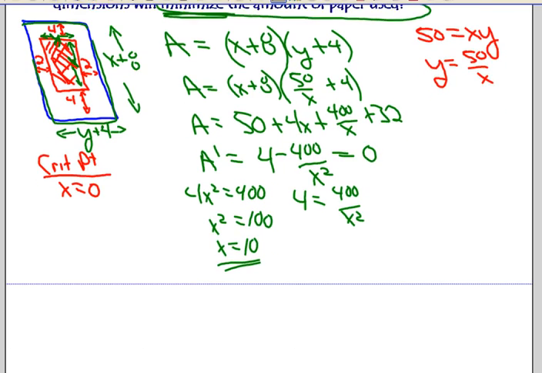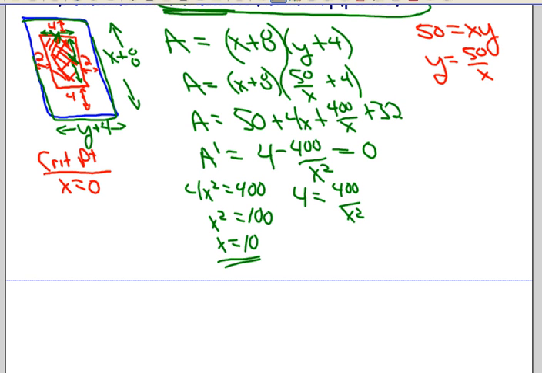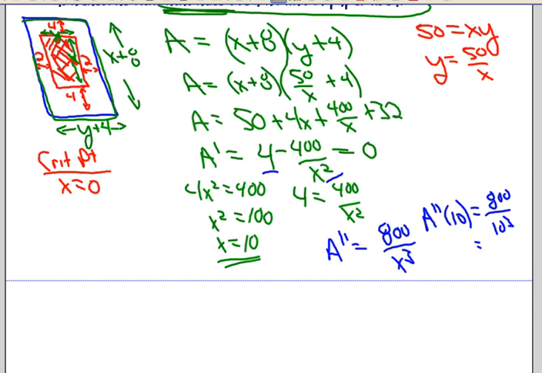Okay, is this 10 a max or is it a min? Let's go with the second derivative test this time. I'll take the second derivative: the 4 goes away, and bringing down the power from x to the negative 2, I get 800 over x cubed. For any positive x, the second derivative will be positive, but let's put in the 10 anyway. The second derivative at 10 is 800 over 10 cubed, which is 8/10 or 4/5, certainly positive. So we found the only critical point in our domain is a local min.